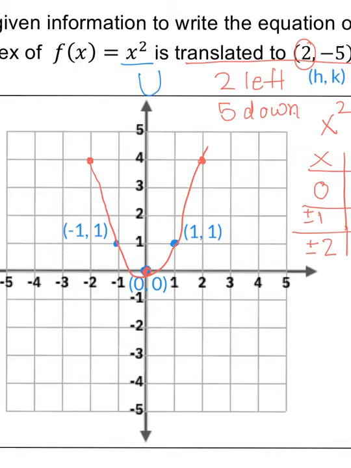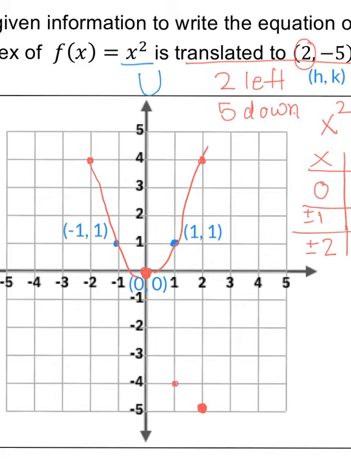One easy way to translate a parabola is to begin by moving its vertex. So the vertex was at 0, 0, but we're going to be translating the vertex. You're going to take the vertex at 0, 0, and you're going to go over 2 and down 5, 1, 2, 3, 4, 5, so that your new vertex is down here. You're translating, you're not changing the shape of the parabola at all.